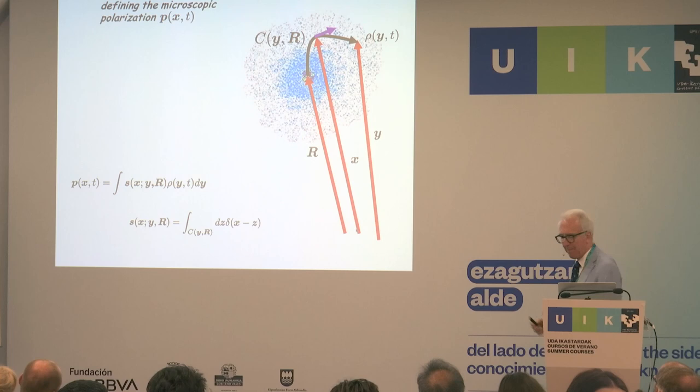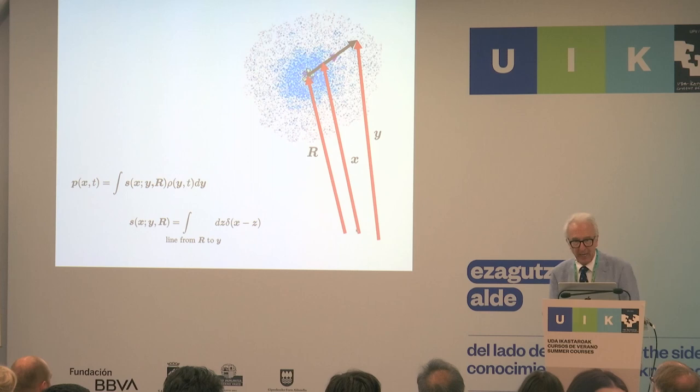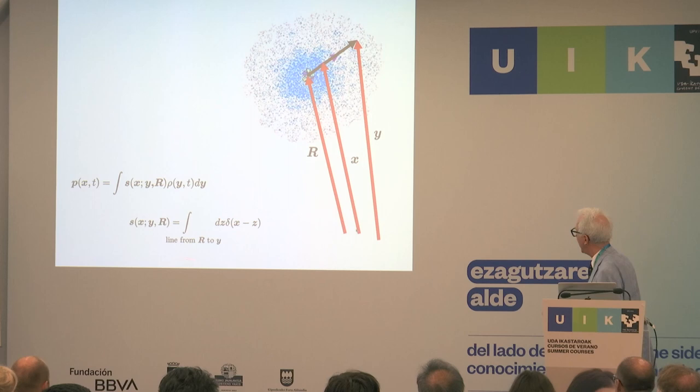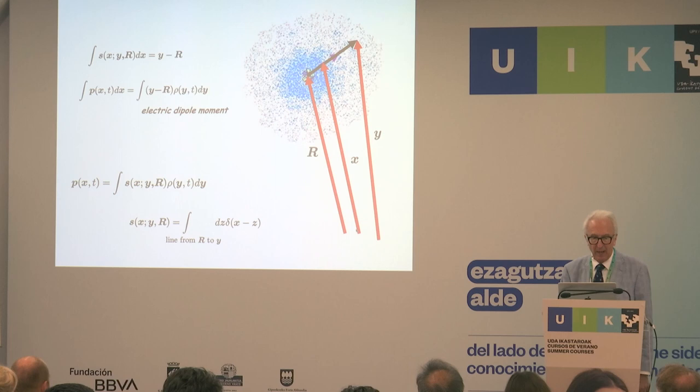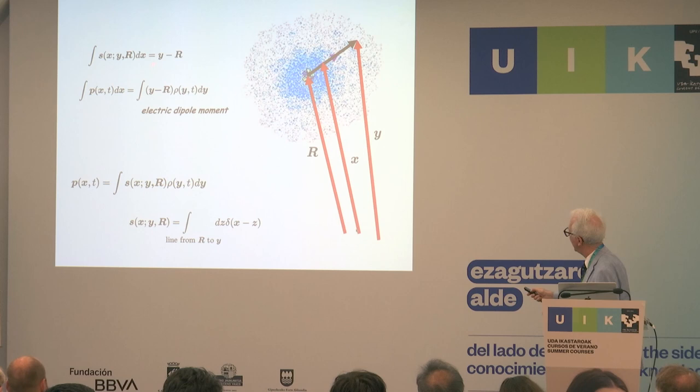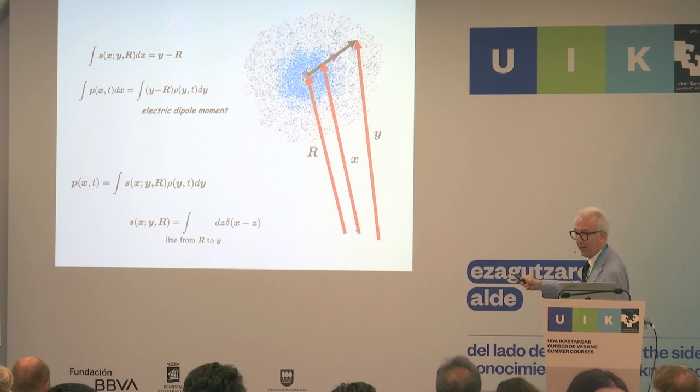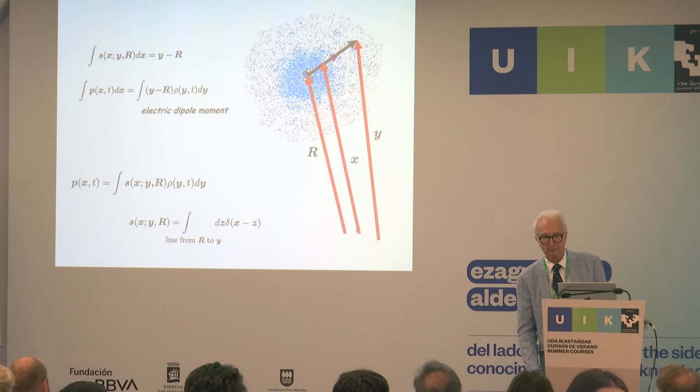It's easier to think about this if I choose the path to be a straight line, which we normally do. Then I'm just integrating these dz's from r to y. If, for example, I integrate this over dx, I just get a contribution from the delta function. Then I have dz, which goes from r to y, so that's going to give me y minus r. So the integral of this microscopic polarization field is just the electric dipole moment of the charge distribution.